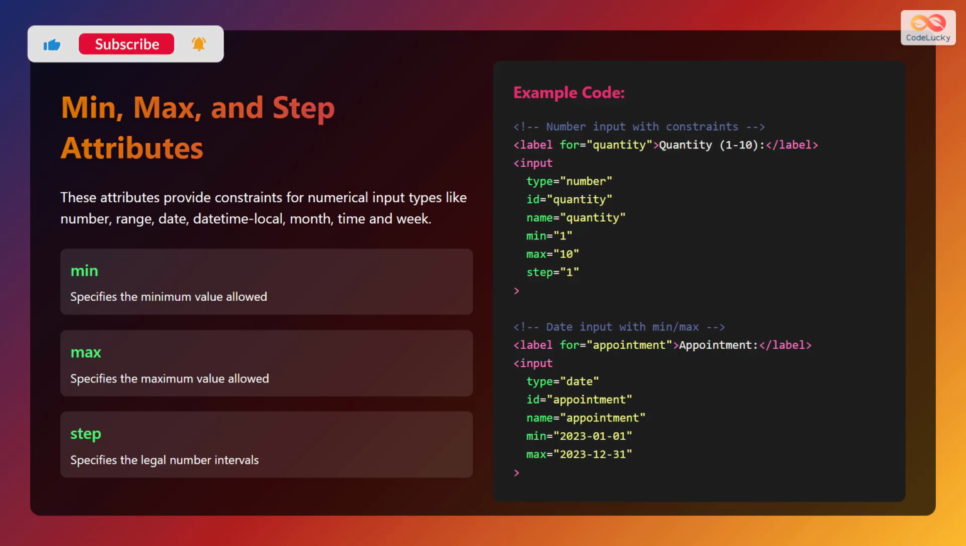Here is an example. The code shows a number input for quantity, with the minimum value set to 1 and the maximum value set to 10, and the step set to 1. Additionally, there's a date input for an appointment, with the minimum date set to January 1st, 2023 and the maximum date set to December 31st, 2023.